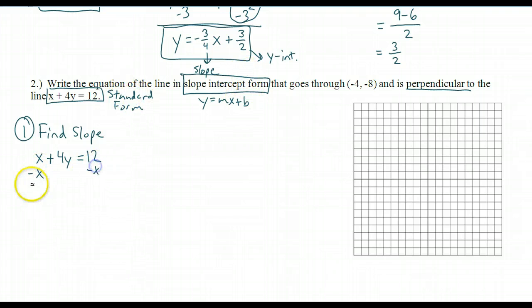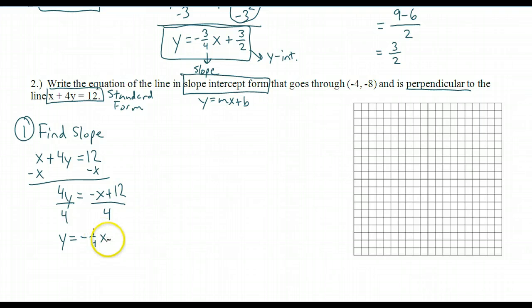Subtract x from both sides. Divide both sides by 4. And I'm left with y equals, well, this is really negative 1. Negative 1 divided by 4 is negative 1/4 x, plus 12 divided by 4 is 3. So the slope of my line is negative 1/4, and my y-intercept is 3.